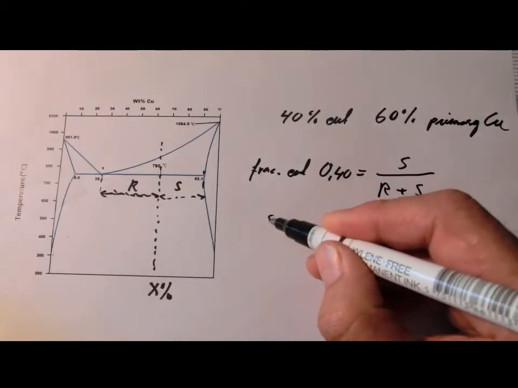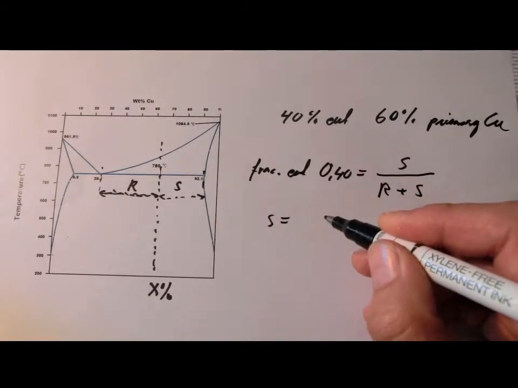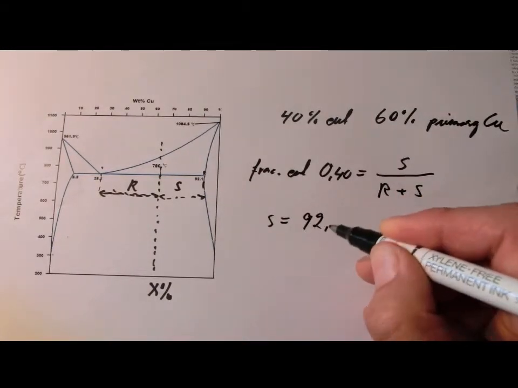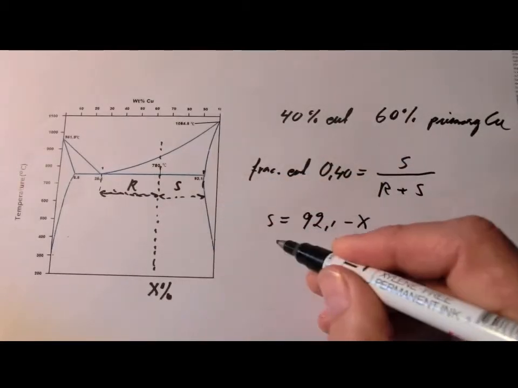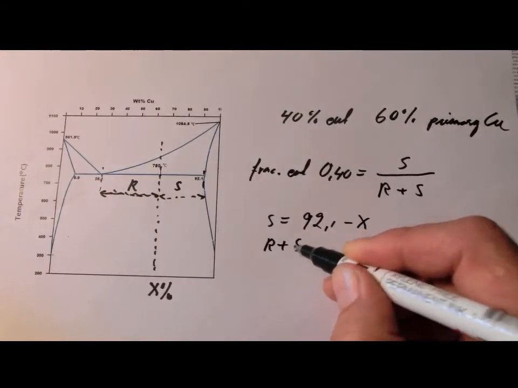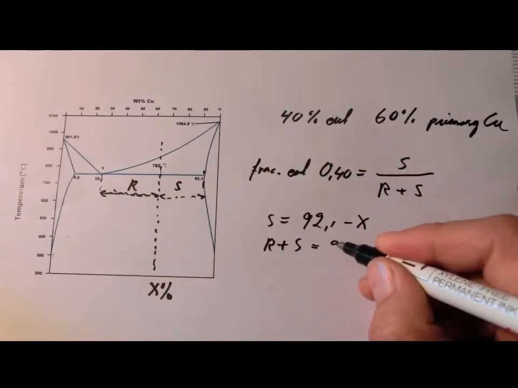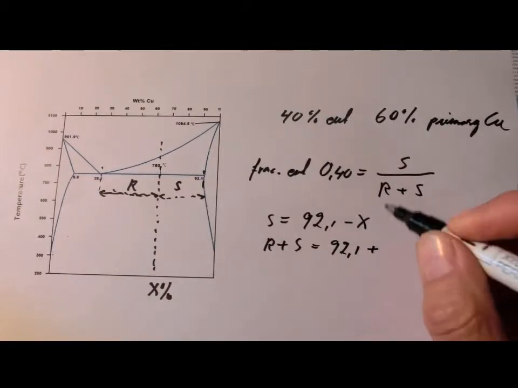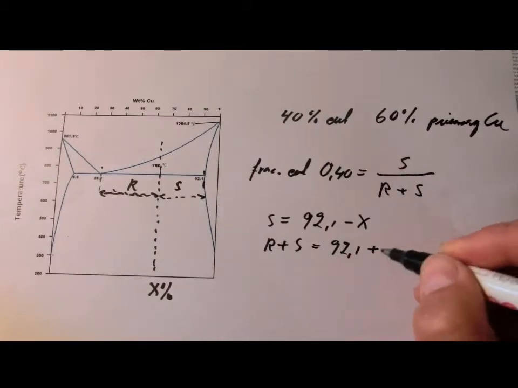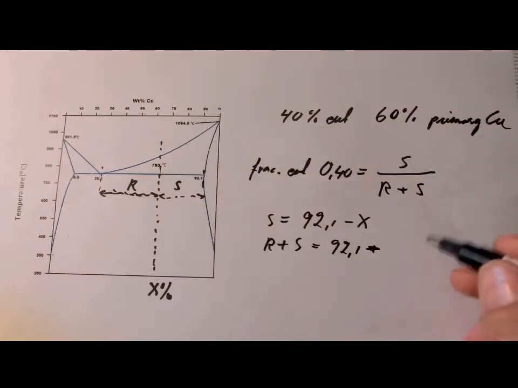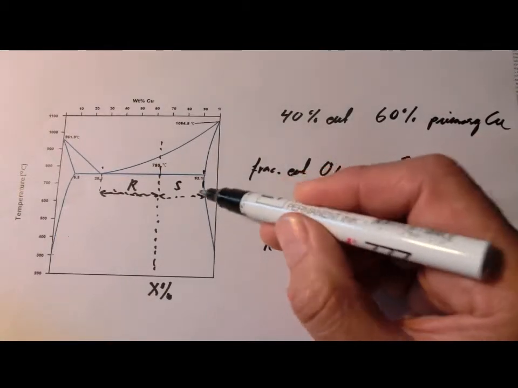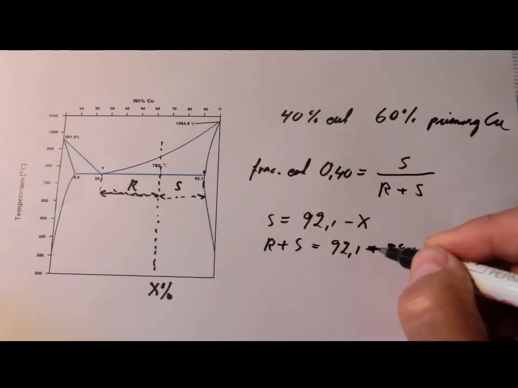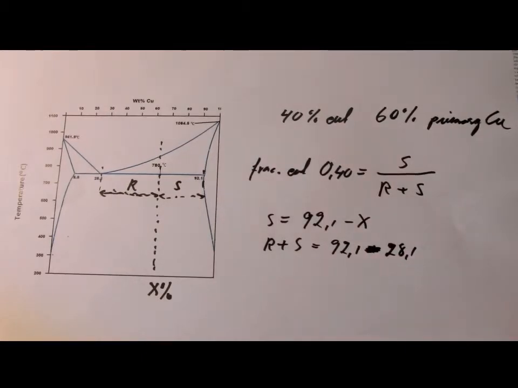And now what is S? Well, S is 92.1 minus X, 92.1 here, minus X composition, and R plus S will be the whole distance, that is 92.1 minus 28.1. So it's 92.1 minus 28.1. This is a minus here. So that's what we can start with.